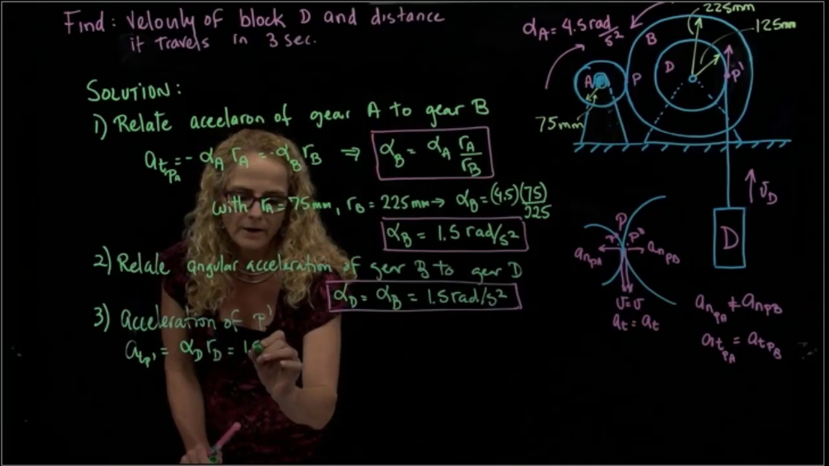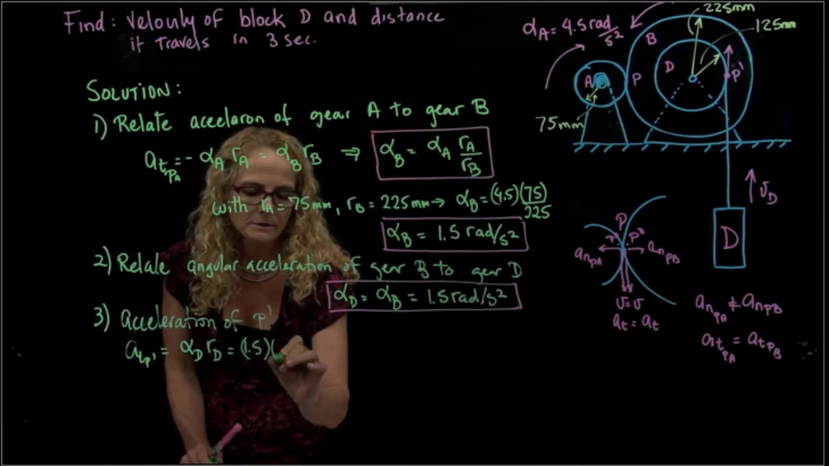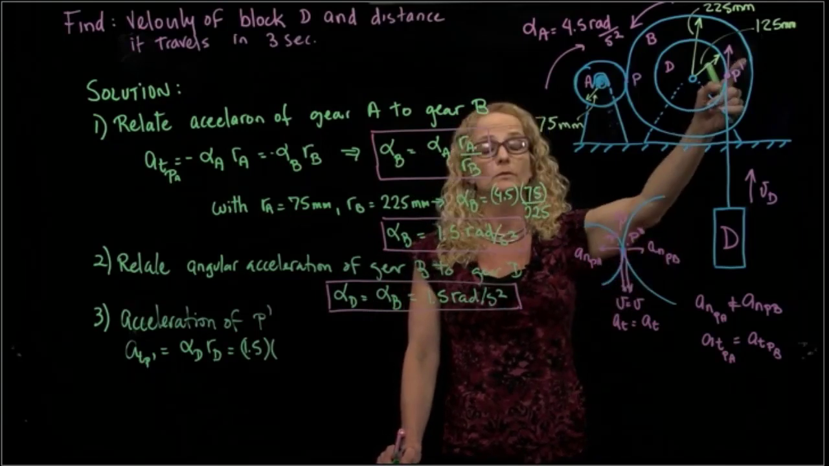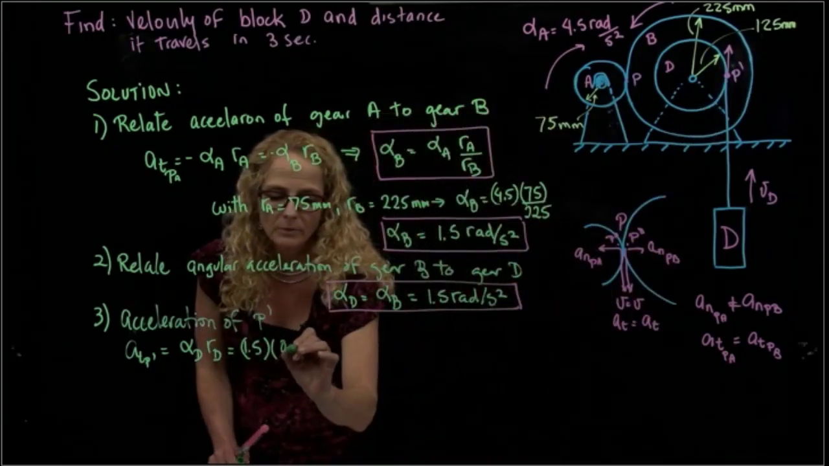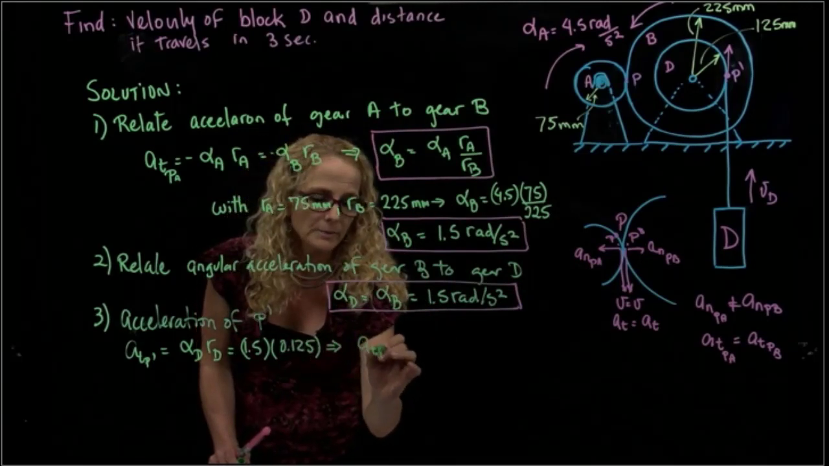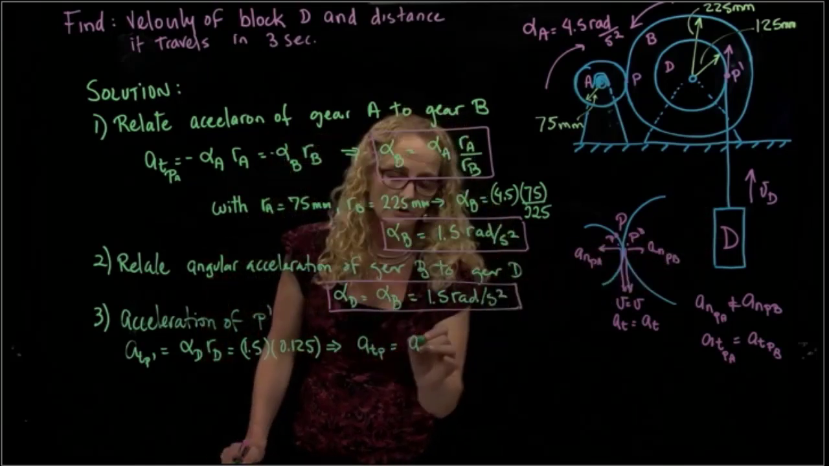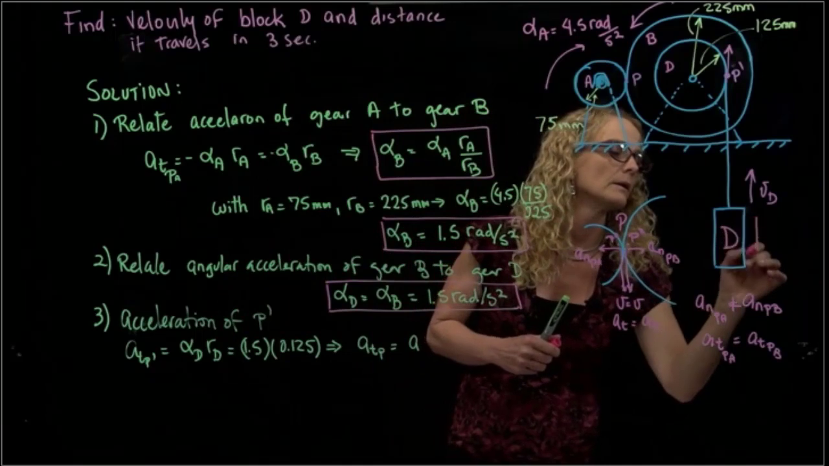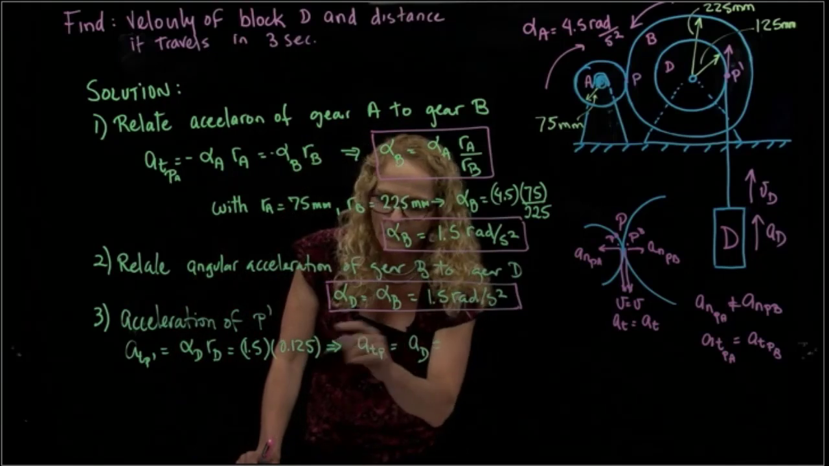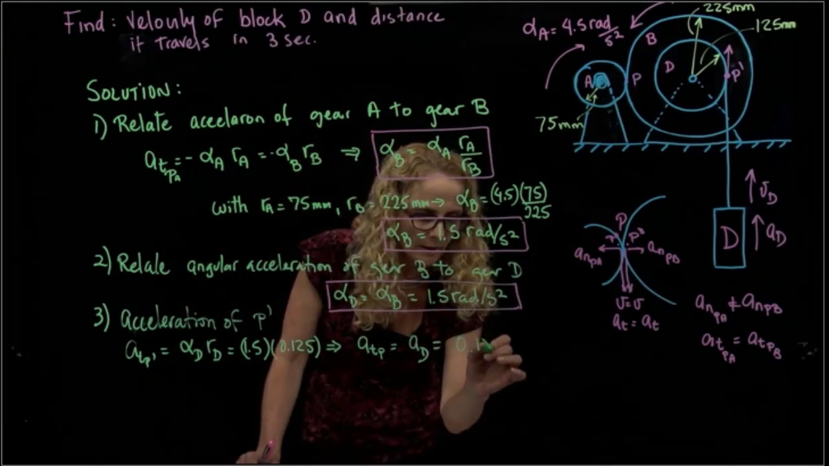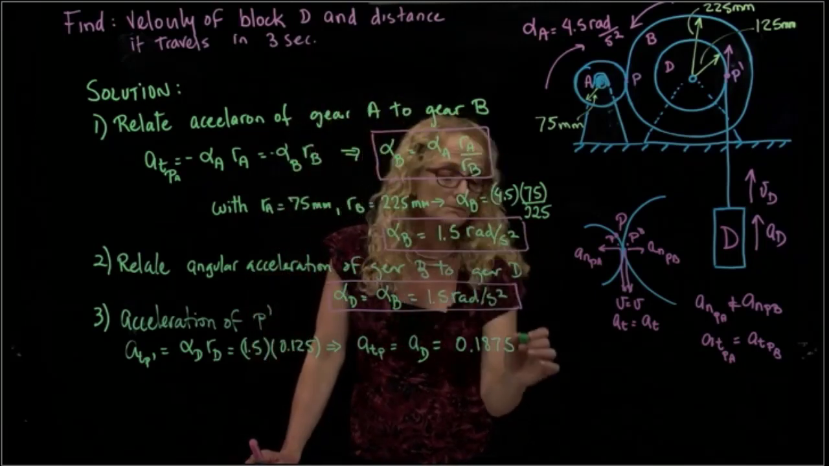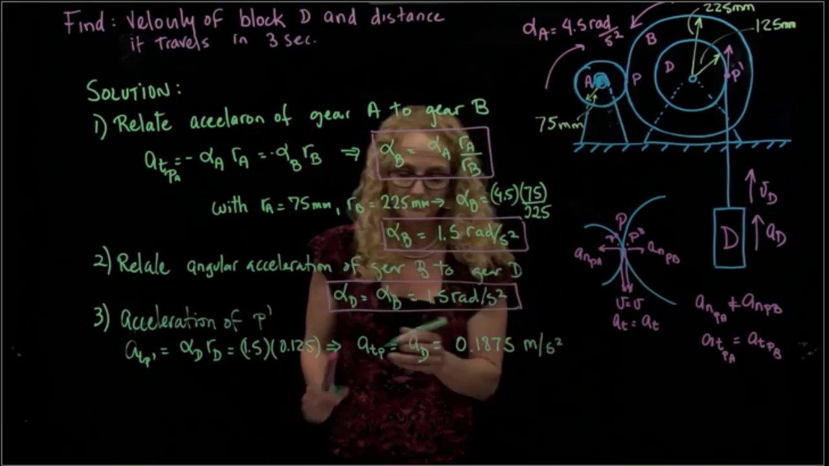So it will be 1.5 times, if I want to find the linear acceleration in meters per second, I do have to convert those units, so that will be 0.125 meters. So I got here that the tangent acceleration of P, which will be equal to the linear acceleration, let me write that here, acceleration of D, 1.5 times 0.125, that will give me a value of 0.1875, and the units of that acceleration are meters per second squared.